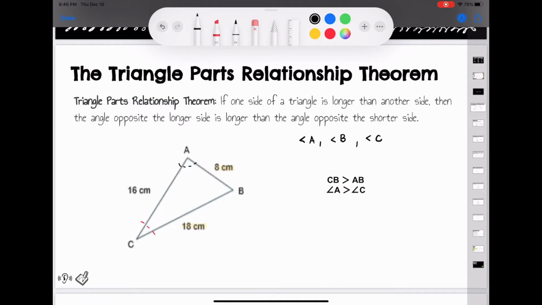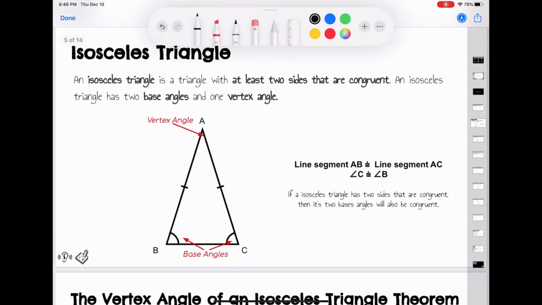Let's dive deeper into isosceles triangles. An isosceles triangle, as stated before, is a triangle with at least two congruent sides. Remember, the key words here are at least. The triangle can have more than two congruent sides, for example in an equilateral triangle, but it cannot have fewer than two congruent sides. It must have at least two congruent sides.